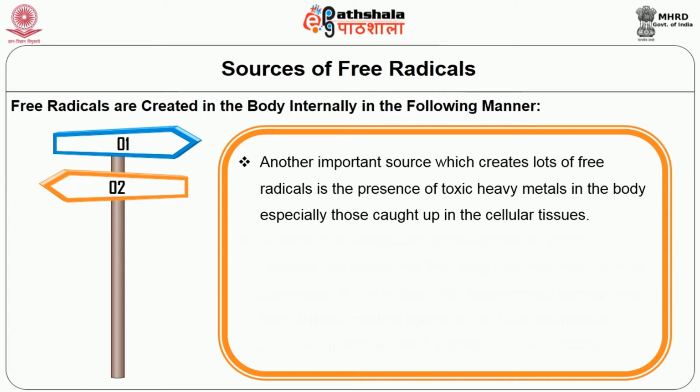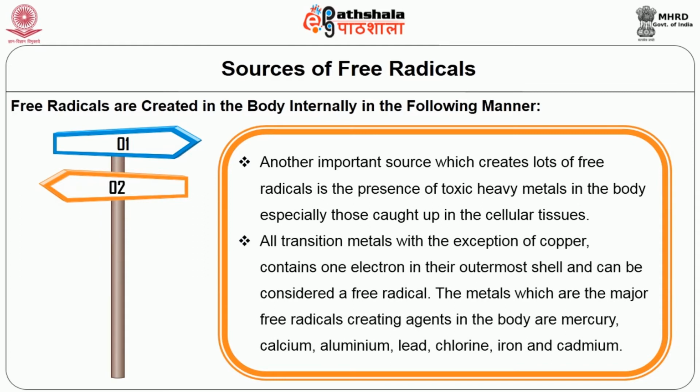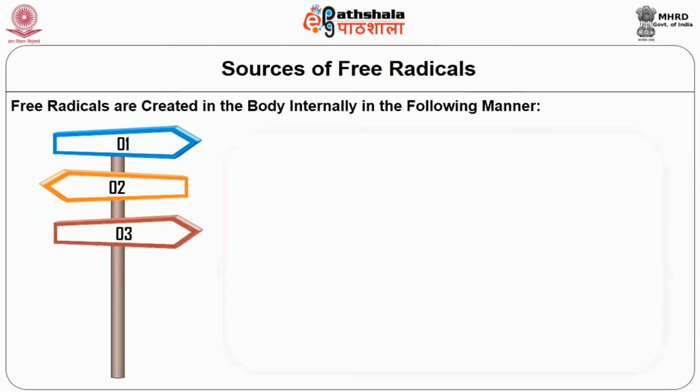Another important source which creates a lot of free radicals is the presence of toxic heavy metals in the body, especially those caught up in the cellular tissues. All transition metals, with the exception of copper, contain one electron in the outermost shell and can be considered as free radicals. The metals which are the major free radical creating agents in the body are mercury, calcium, aluminium, lead, chlorine, iron and cadmium.